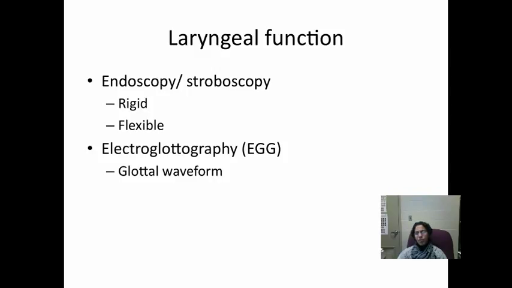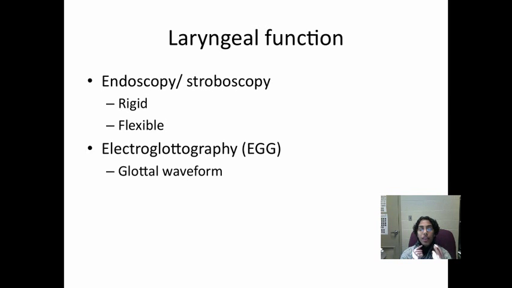Why is this important? Laryngeal function is important because the vocal folds are the ones that vibrate to produce the voice, right? Another thing people have used to understand vocal function is electroglottography, or EGG. I don't have the other electrode, but I do have one electrode here. There's another electrode of this kind, and they go on either side of the thyroid lamina, because that's where your vocal folds are.